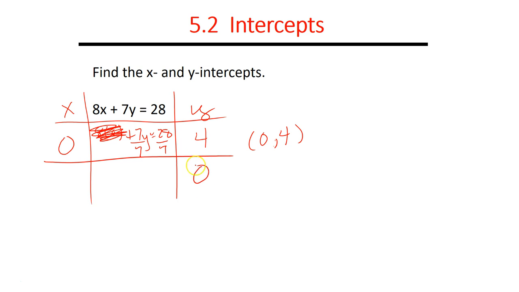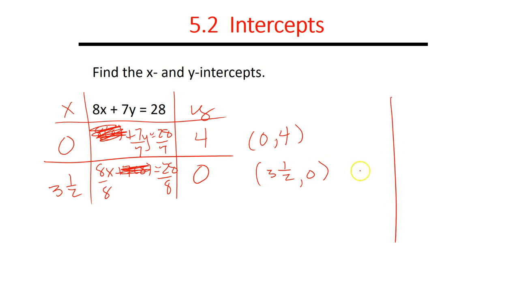And then over here, I'm going to make y 0. So that means I'm going to have 8x plus 7 times 0 equals 28. So this is 0. 7 times 0 is 0. So I'm left with 8x is equal to 28. I'm going to divide both of those sides by 8 of the equal sign. And then 28 divided by 8 is actually 3.5. So this ordered pair would be 3.5 and 0.